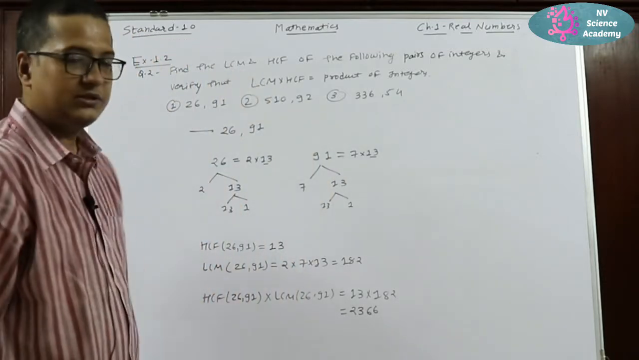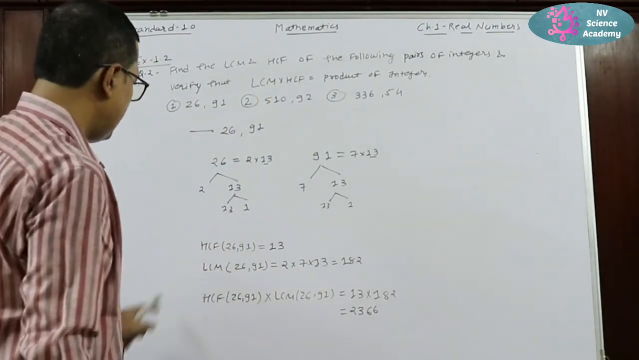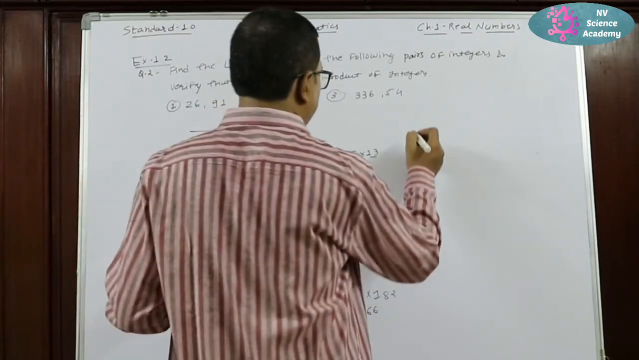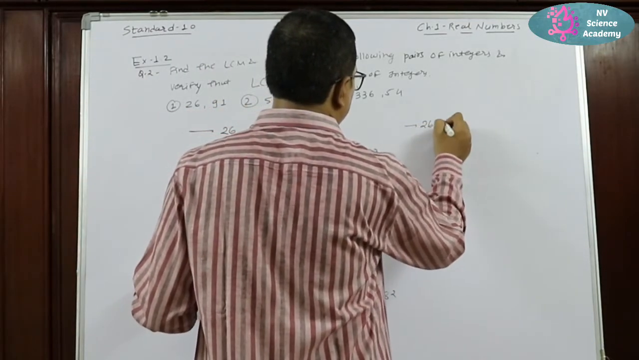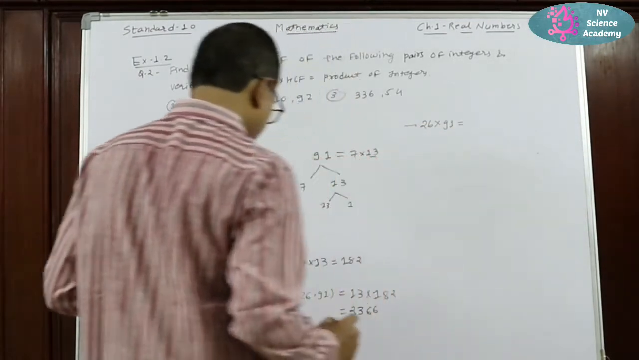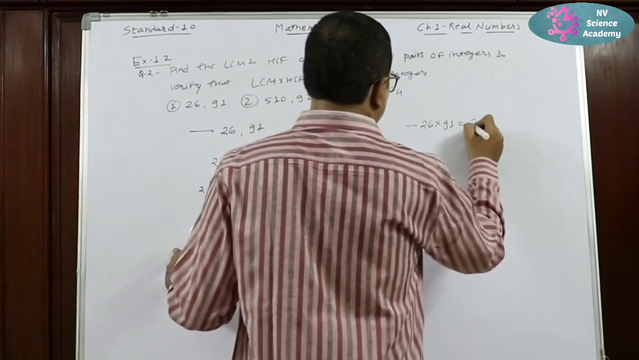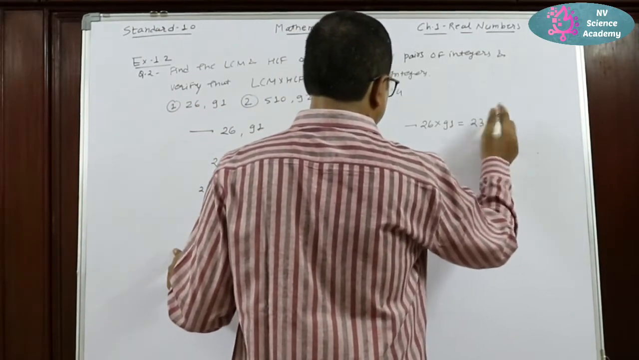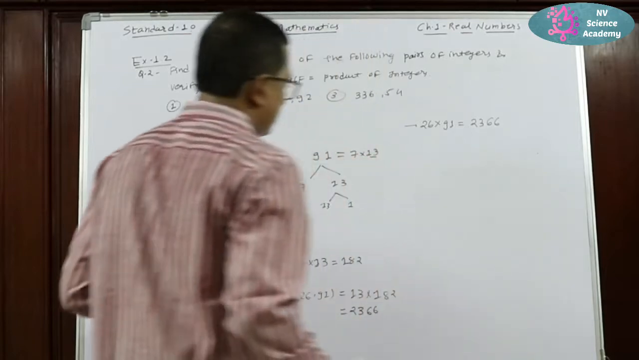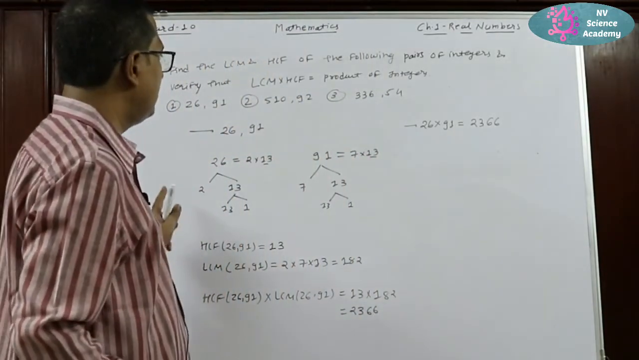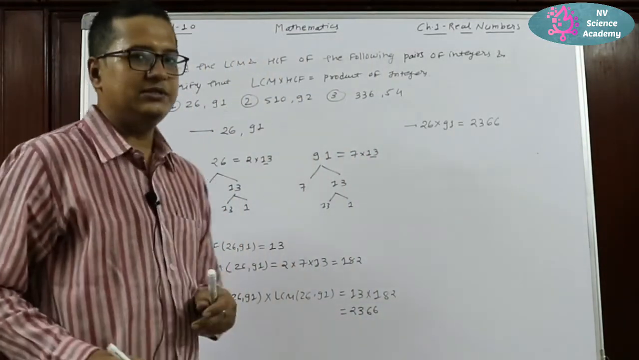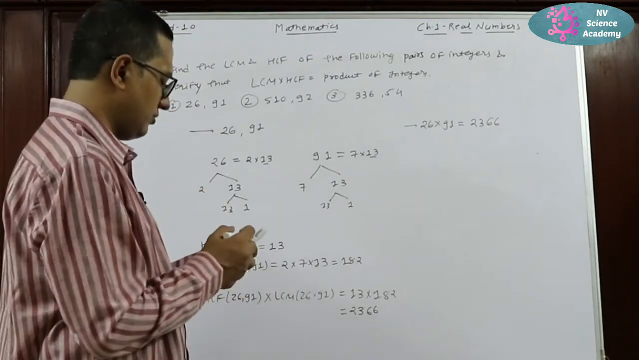So the answer is 2366, and the product of 26 and 91 is also 2366. So here we can say that it verifies the equation LCM multiplied by HCF is equal to product of integers.